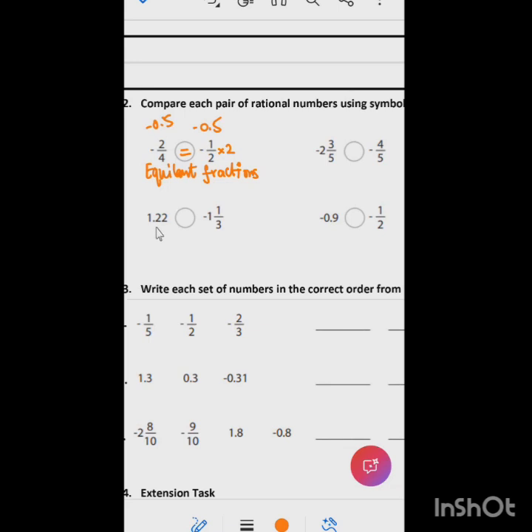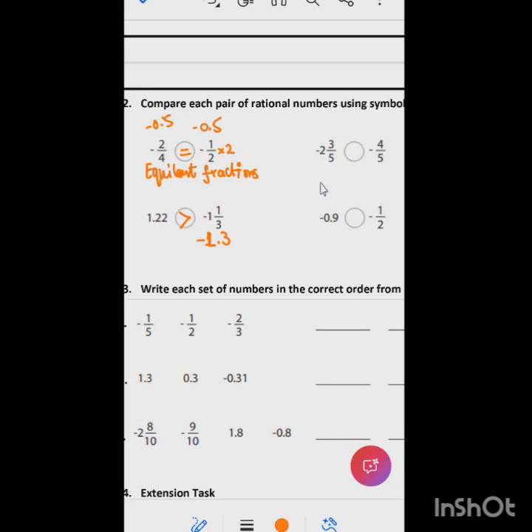So next is 1.22 and minus 1 whole 1 by 3. What is this in decimal? Minus 1 whole 1 by 3. So minus 1 point, plus 1 by 3, 0.3. So this will become minus 1.3, right? Now tell me, this is 1.22 and minus 1.3. Which symbol will come? 1.22 is bigger, bigger than, right?